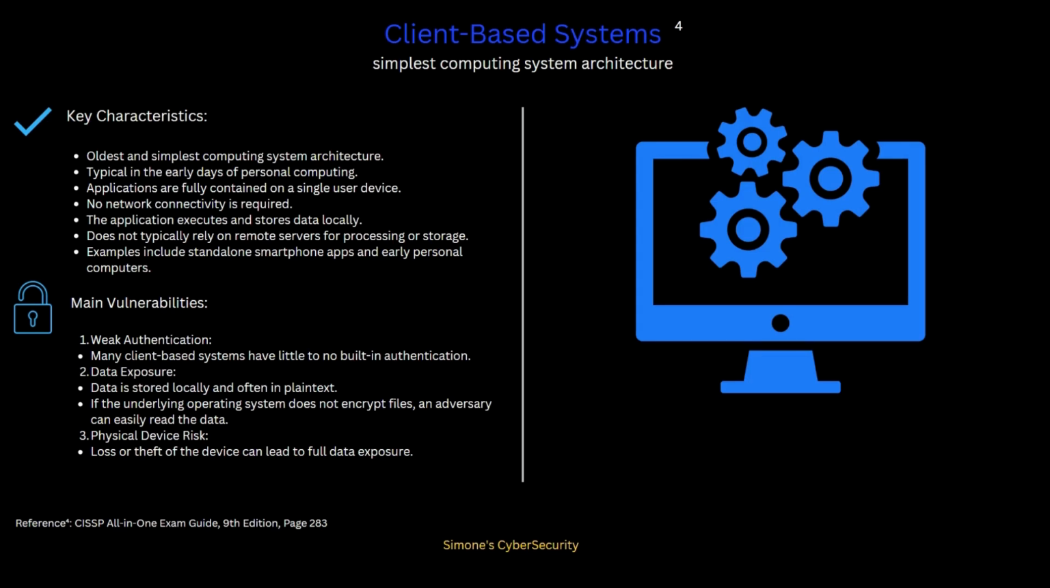Now, let's start with the simplest type of system architecture, that is the client based system. This is actually the oldest form of computing. It was very typical in the early days of personal computers. In this model, everything happened on a single device. Applications were fully contained on that one system, the processing was done locally, and the data was stored locally as well. There was no dependency on a server or the internet.